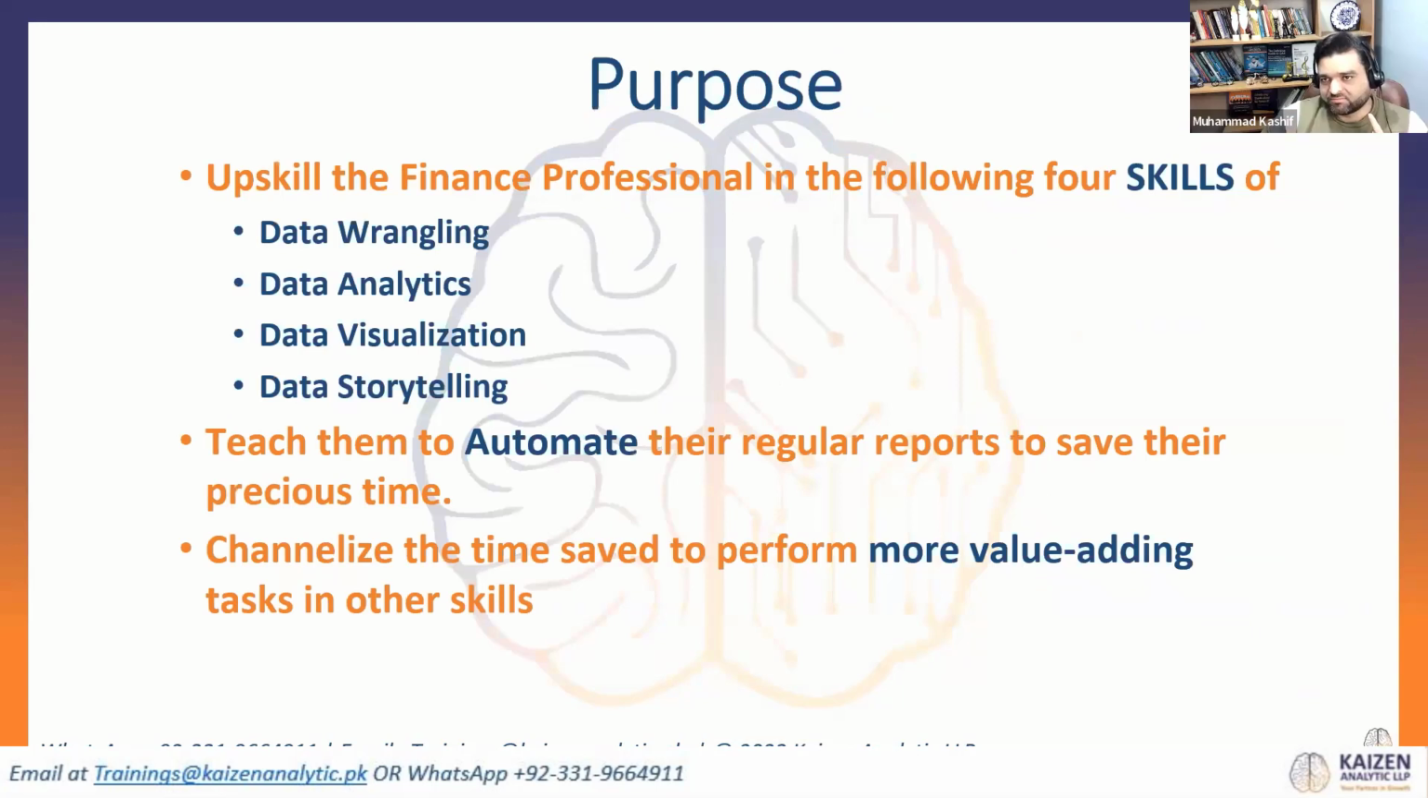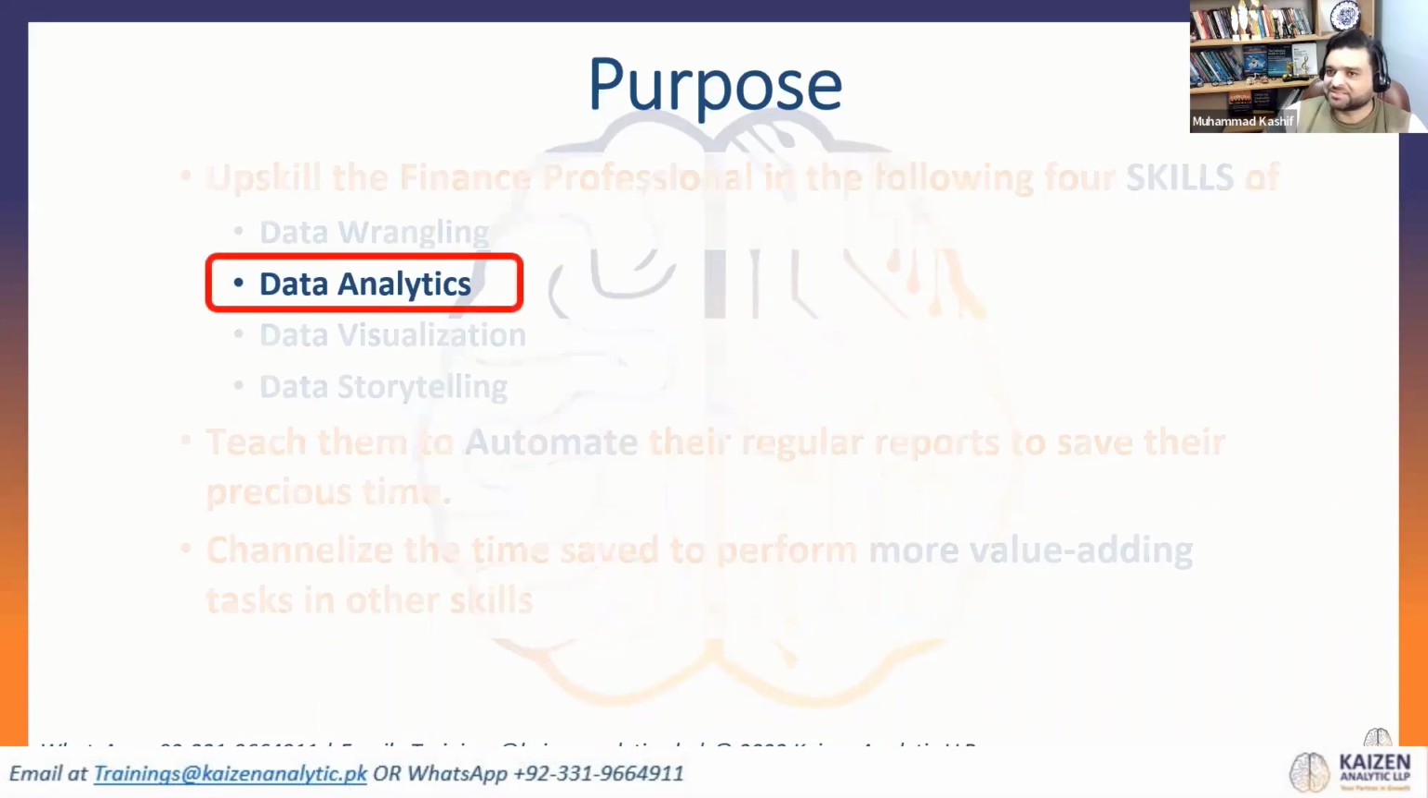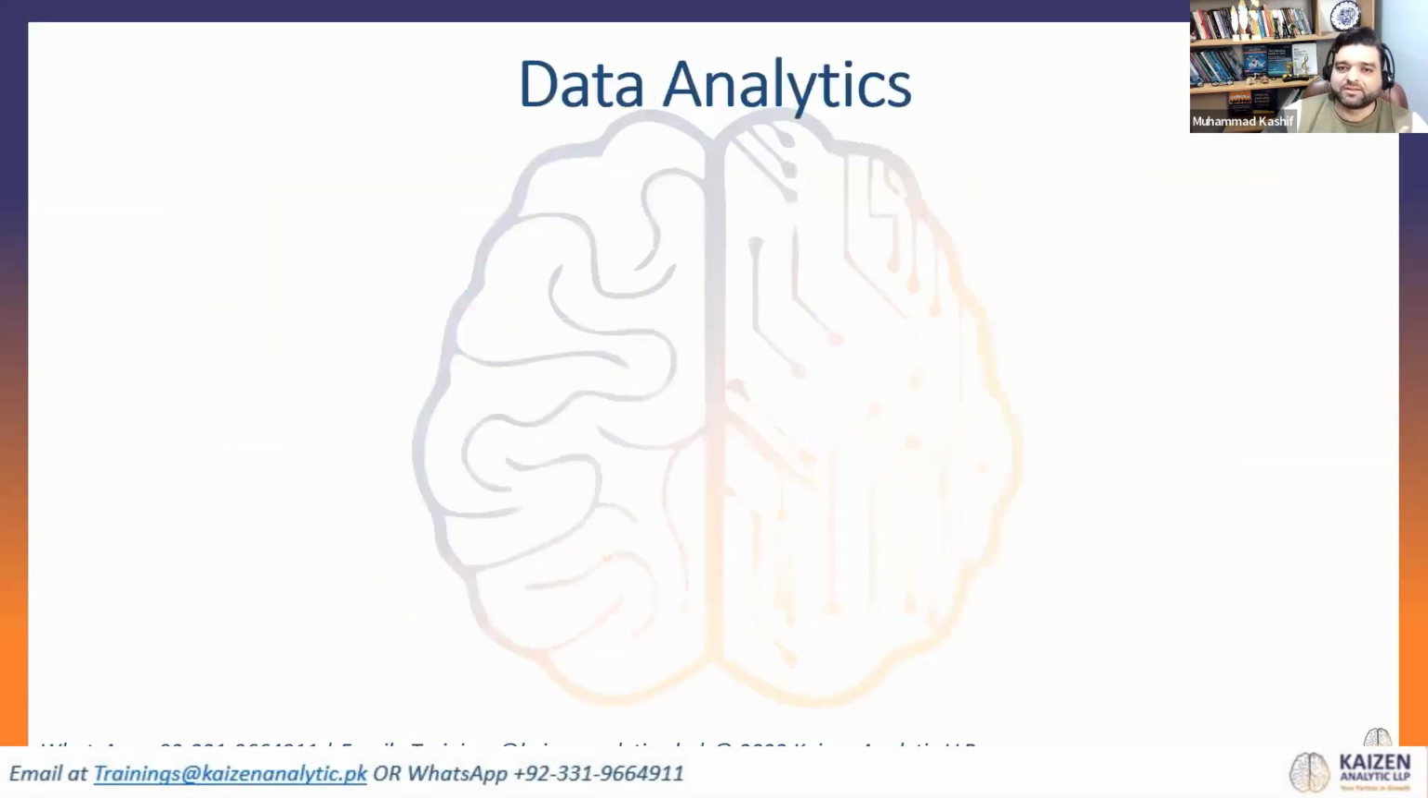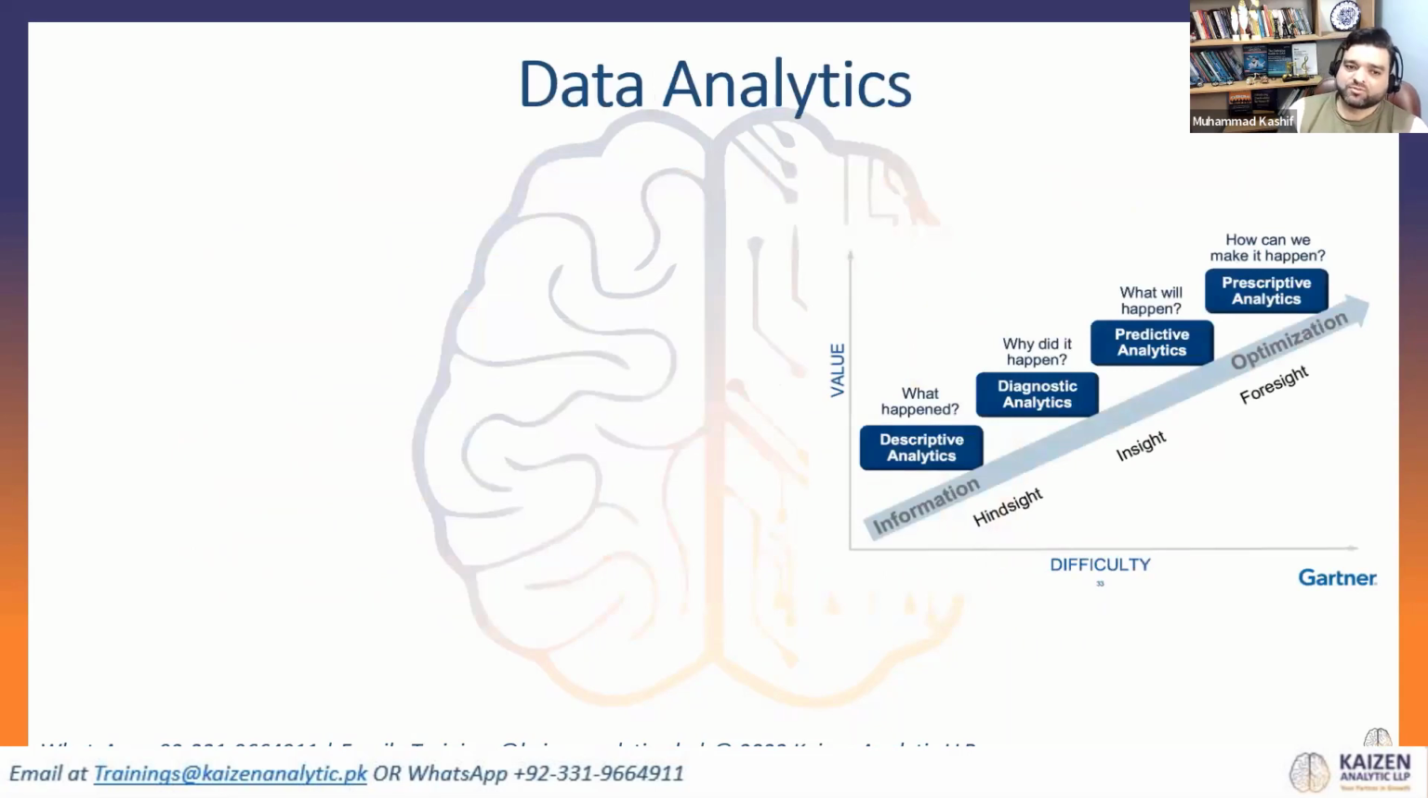So we are working on 4 skills. 1, data wrangling, discussed. Now let's discuss the second one, data analytics. I'm sure most professionals must have seen this picture on websites and social media. I've taken this picture from Gartner. So data analytics is a process of four elements: descriptive, diagnostic, predictive, prescriptive. What happened, why, what, how, in a very short manner, right?